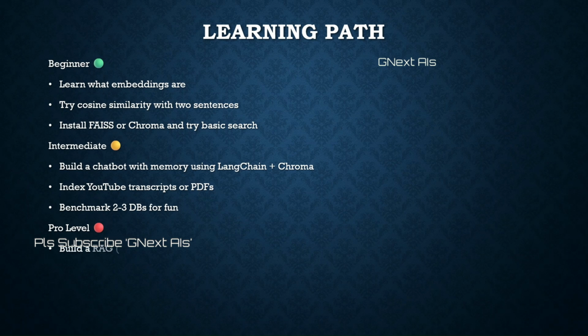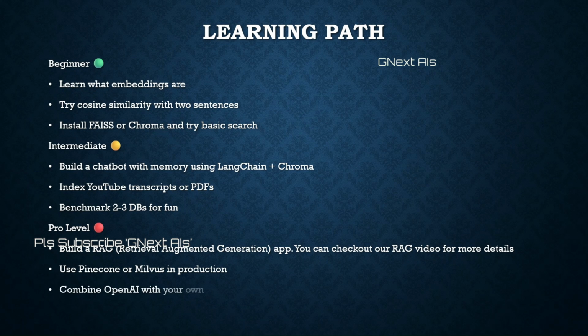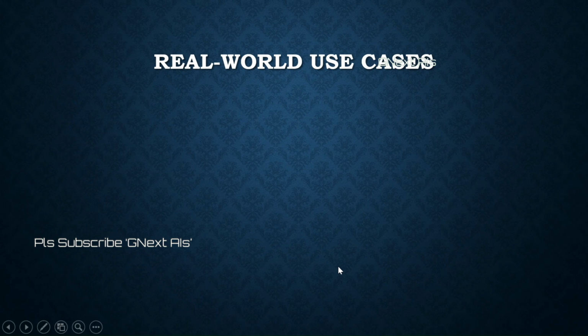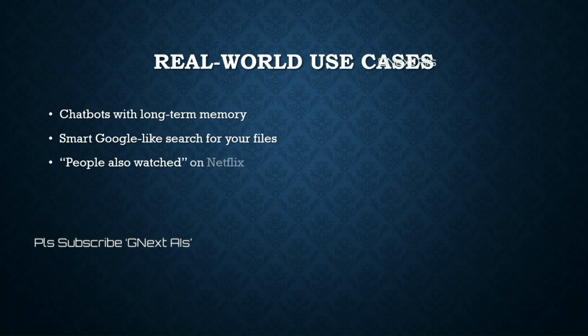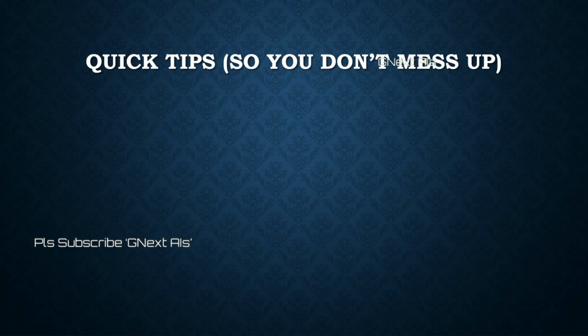At pro level, you can build a RAG, retrieval augmented generation. You can also check out our RAG video, we uploaded it a few days back, for more details. Use Pinecone or Milvus in production. So combine OpenAI with your own search engine. Real world use cases are chatbots with long-term memory, which we have already discussed. Then smart Google-like search for your files. Then 'people also watched' in Netflix. Similar product finders in Amazon, then Spotify recommendations or YouTube recommendations.